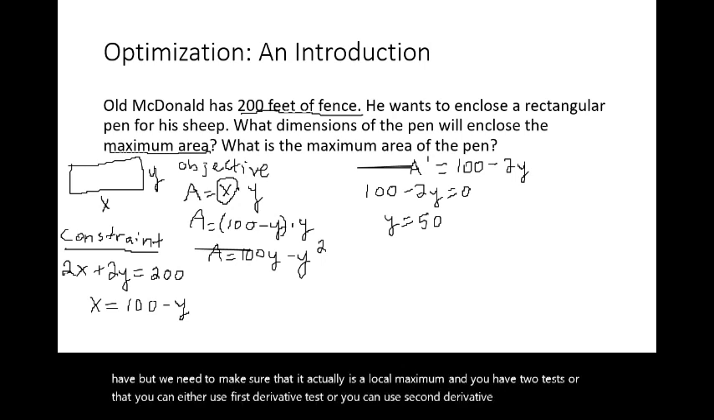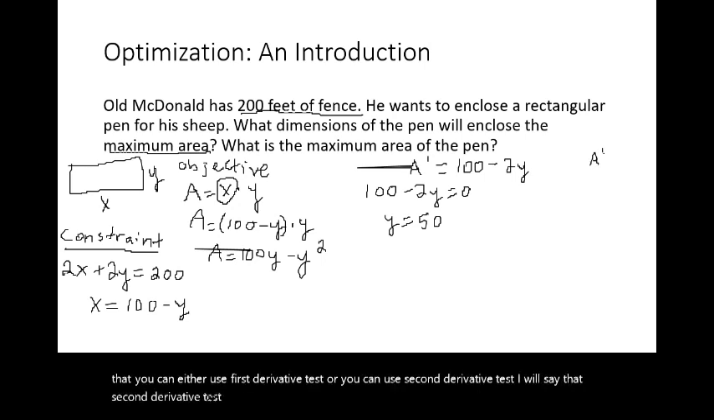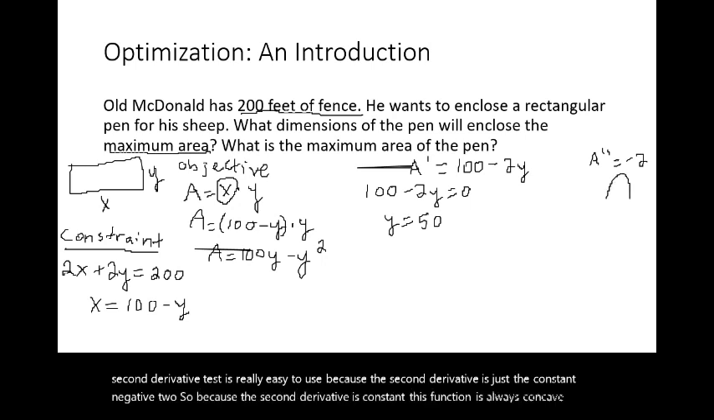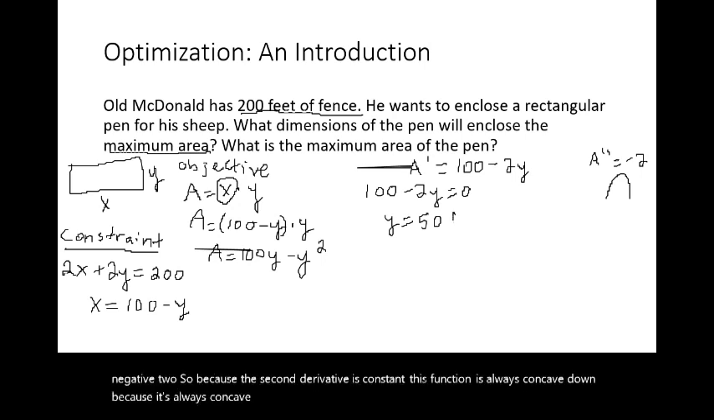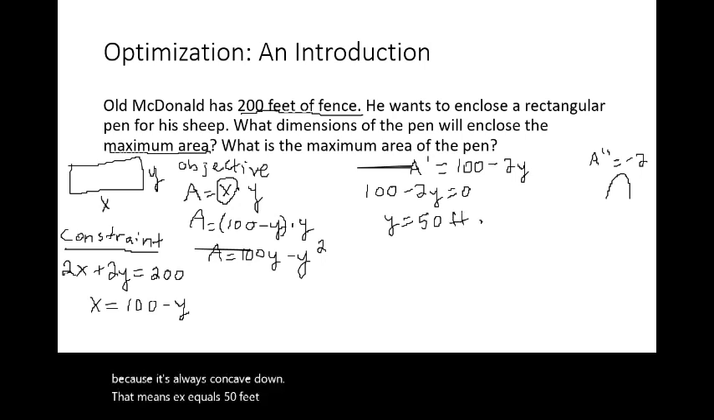I will say that the second derivative test is really easy to use because the second derivative is just the constant -2. So because the second derivative is constant, this function is always concave down. Because it's always concave down, that means y equals 50 feet here is a maximum by the second derivative test, SDT.